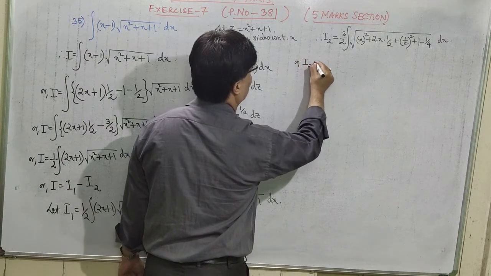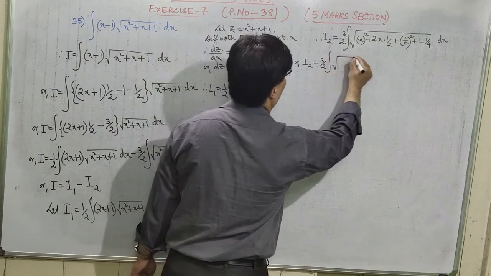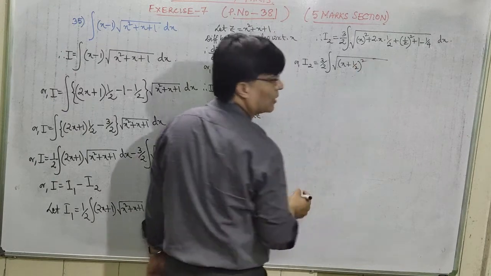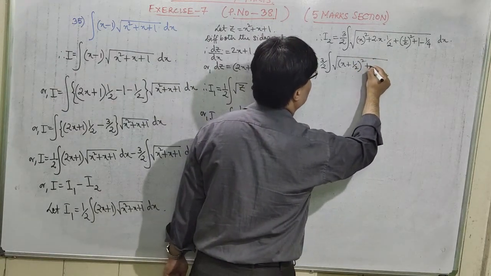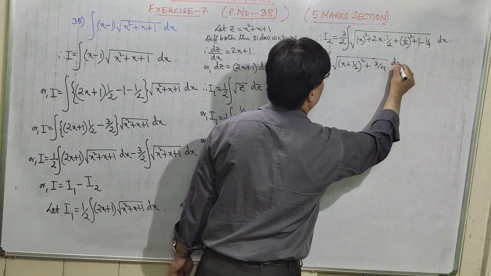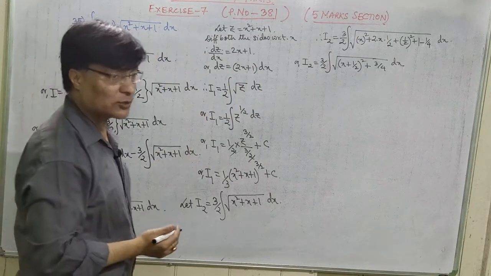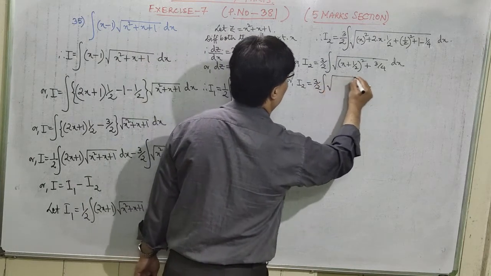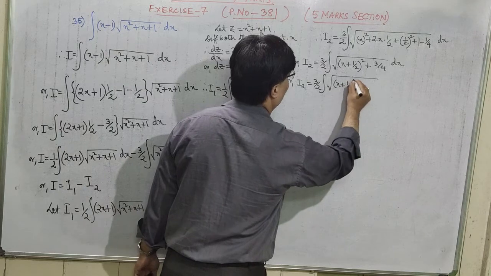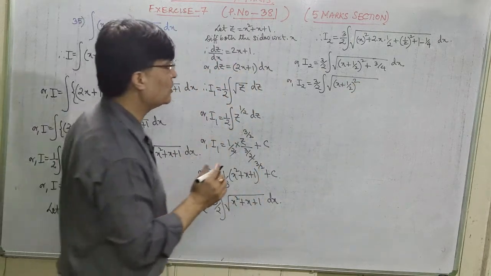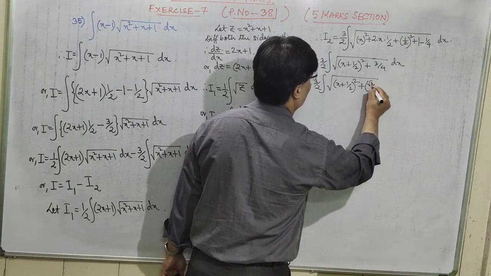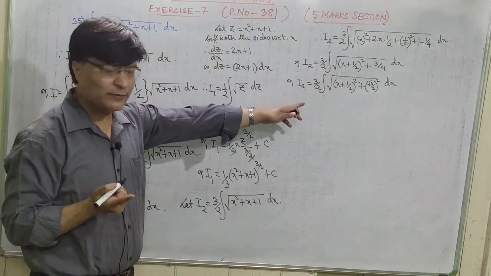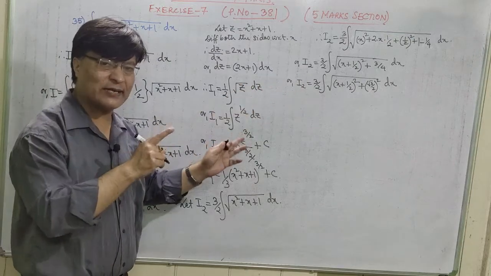So or I2 is equal to 3 by 2 integration of within square root. So what is the formula here? This is x plus half whole square, and this is plus 1 minus 1/4, which is 4 ones are 4 minus 1 is 3 by 4, then dx. Is that understood? Or I2 is equal to 3 by 2 integration of within square root, this is x plus half whole square plus 3 by 4. You should write it within whole square. So plus this is your root 3 by 2 whole square, then dx. So what is the value for x in this case? It is x plus half. What is the value for a? It is root 3 by 2. So this is standard form number 1.